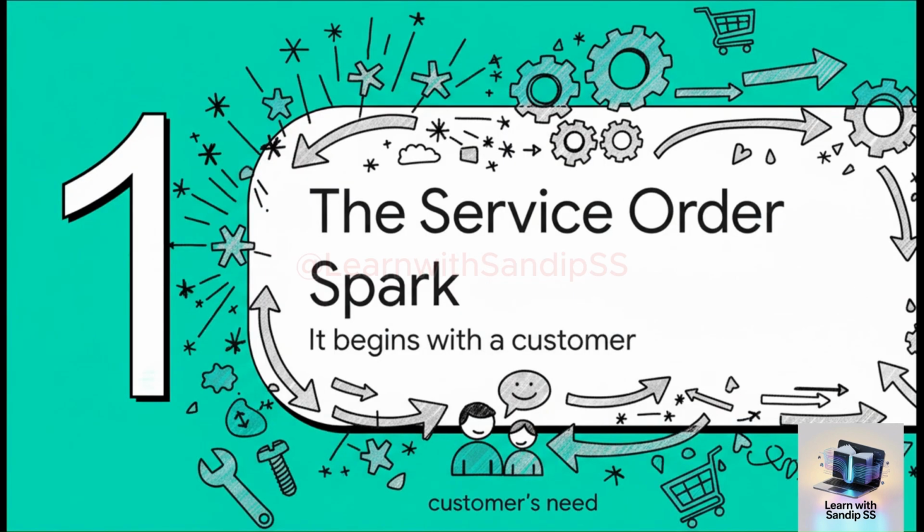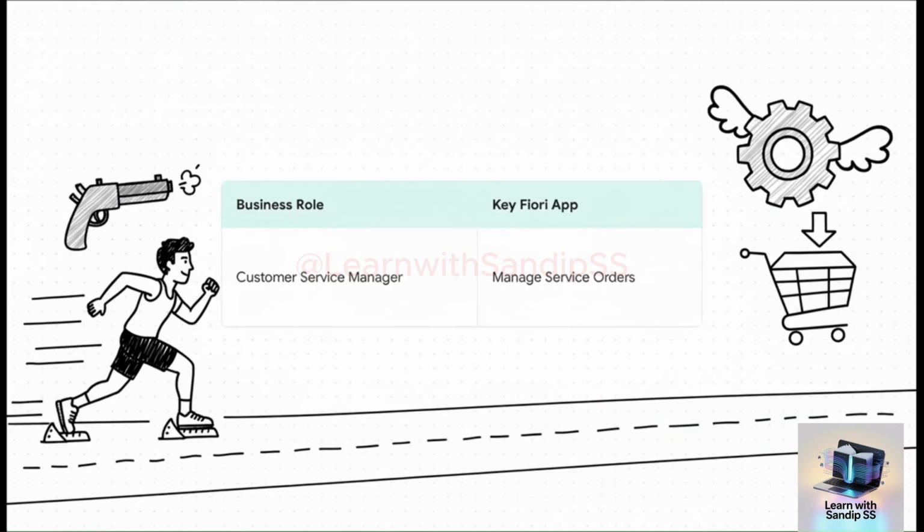Okay, so let's start at the very beginning. Every single piece of this process, every step, is kicked off by one thing and one thing only: a service order that's created to help a customer. Our first runner, bursting out of the starting blocks, is the customer service manager. They're in the Managed Service Orders Fiori app, and they create the order for what we call a non-stock item, that special part we need to go out and buy. This action right here, this is the starting pistol for our entire procurement race.